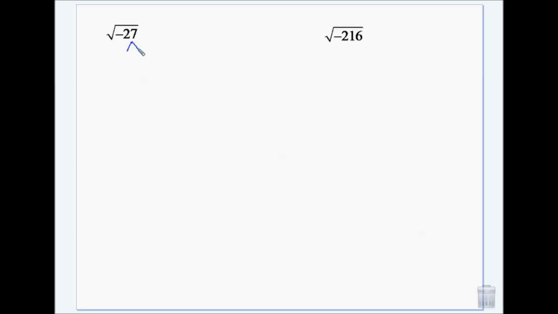So, the square root of negative 27: 27 is 3 times 9, and 9 is 3 times 3. Perfect square right here. So I'm going to bring out that 3, and I'm going to bring out the i for the negative, and then this other 3 remains behind. So you have to bring out the i.